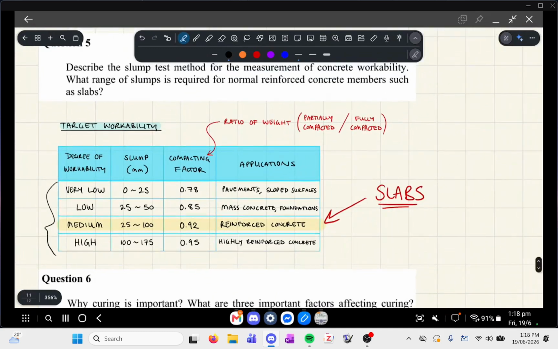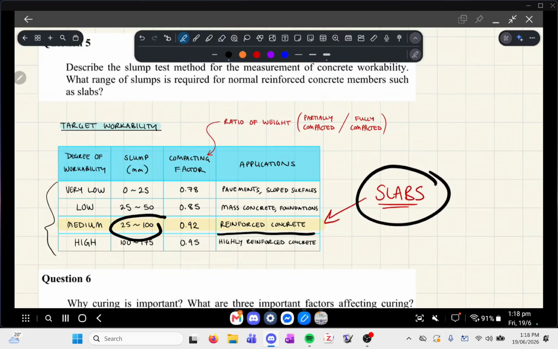Now, for this particular question, they're saying if we're ordering concrete for a slab and we want a medium degree of workability, the target range of slump would be somewhere in this ballpark: 25 mil to 100 mil of slump drop, when you do the slump test.